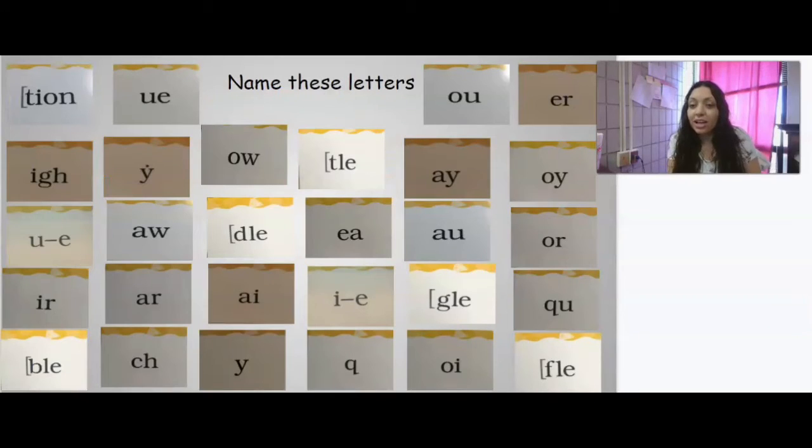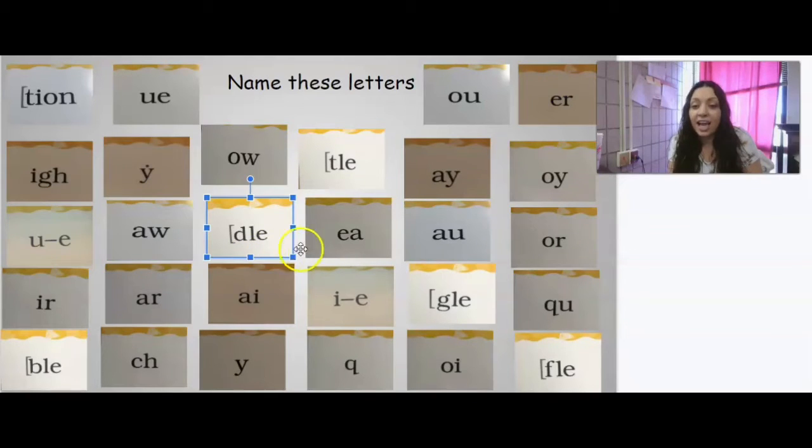All right, let's go over our letter name cards real quick. We have final syllable T-I-O-N, digraph U-E, diphthong O-U, combination ER, trigraph IGH, then we got the dot. So vowel Y, digraph or diphthong OW. Then we have final syllable TLE, digraph AY, diphthong OY, U consonant E. Remember, this is one of our new ones, digraph AW.